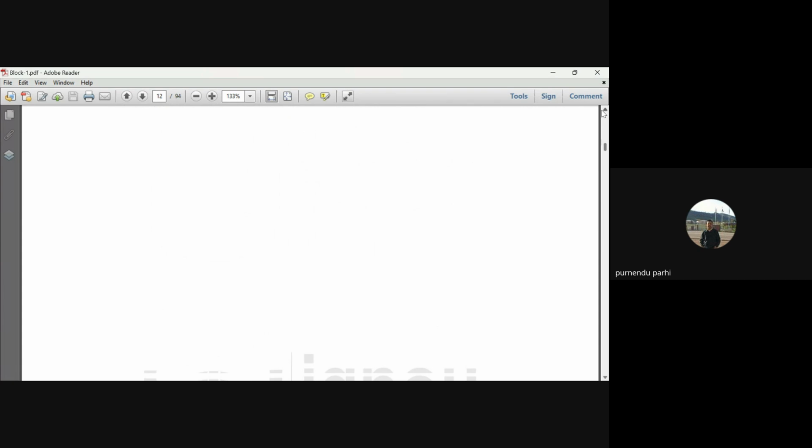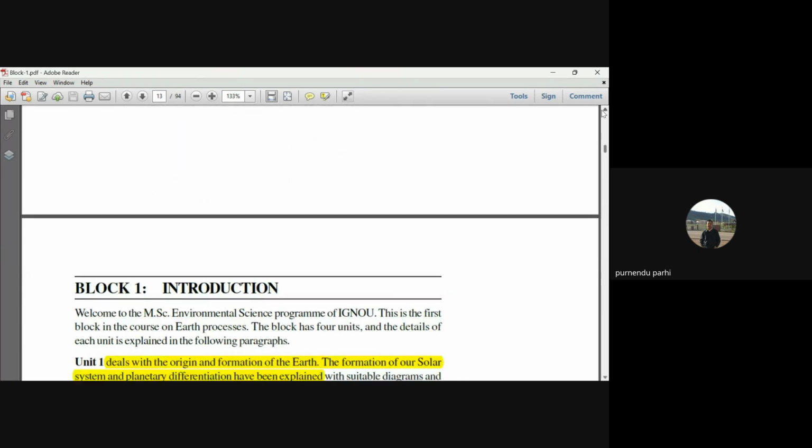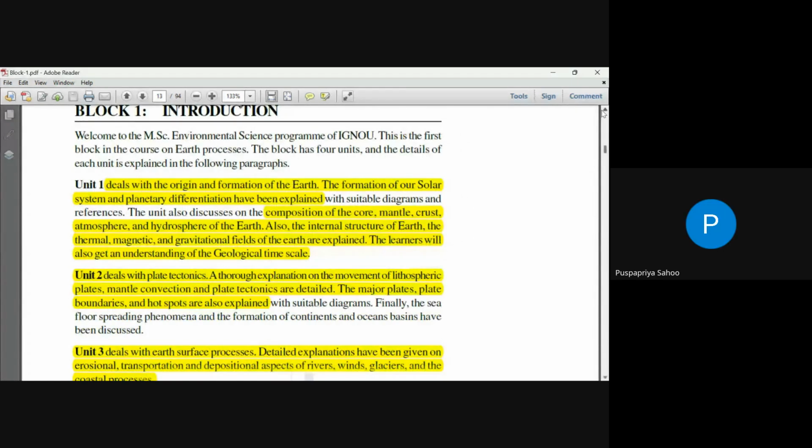Everybody has the soft copy or hard copy of the book? Yes, sir. Okay. So this block has 4 units. Unit one deals with the origin and formation of the Earth, the formation of our solar system, and the planetary differentiation. Then the composition of the Earth: the core, mantle, crust, atmosphere, hydrosphere, and how the Earth originates. All those discussions will be in unit one.